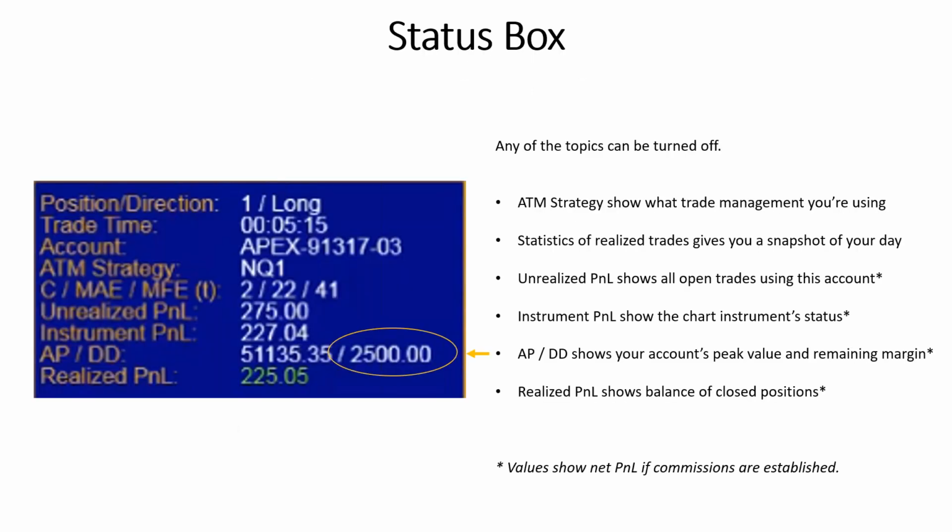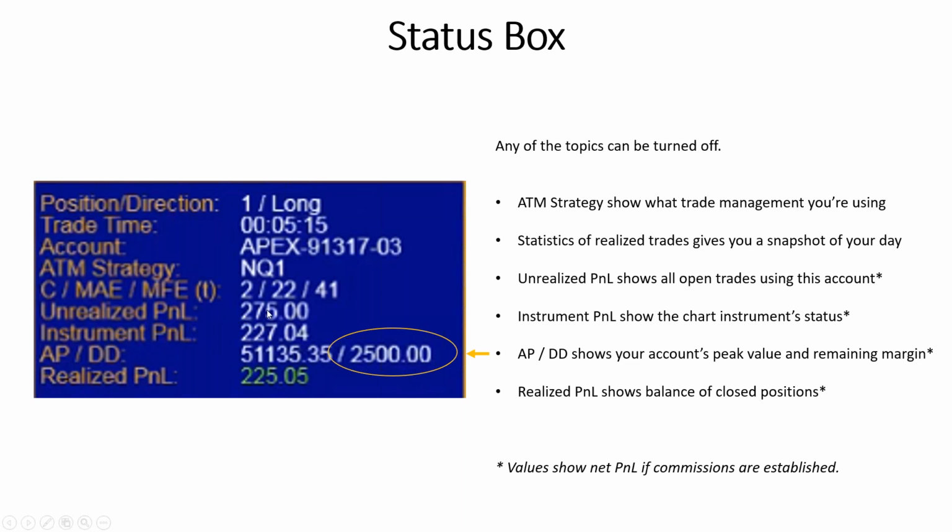So what is the status box, real quick? Let's talk a little bit about that. Now, of course, any of the options can be turned off. So if your spouse is in the room and you want to turn off your finances, you could do that. The ATM strategy shows you which one you're running, and it'll show you your account. It'll show your statistics. Realized down here is your realized value, and unrealized is this value right here if you have it on multiple charts, or multiple accounts. You might be trading NASDAQ on one account and ES on another on the same account, but just a different chart. Unrealized is going to show you what's running in the background.